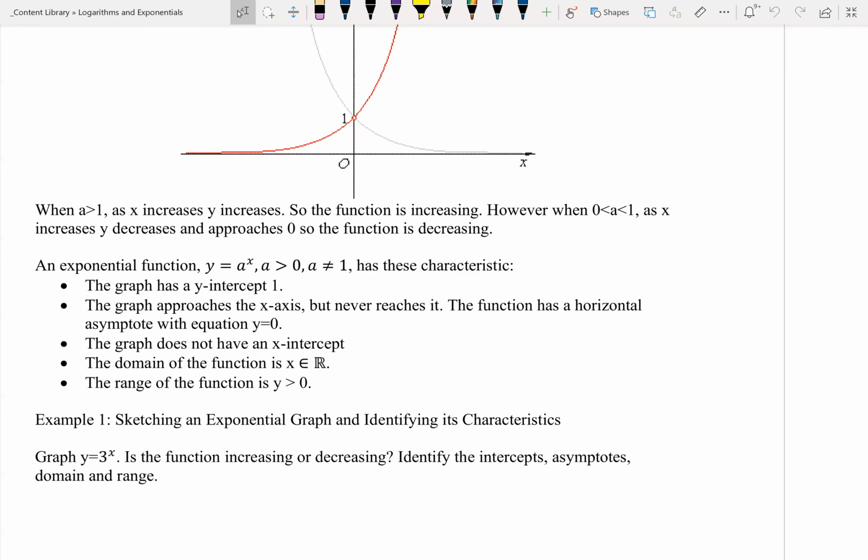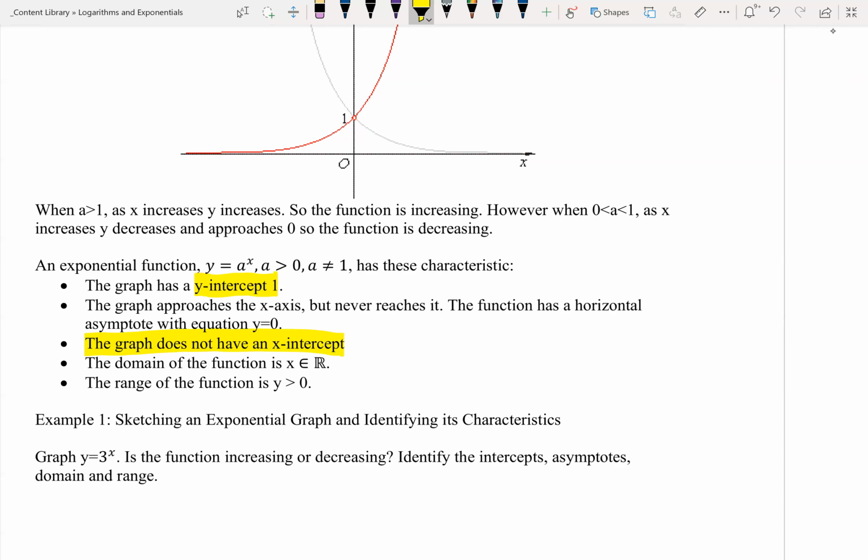A graph has a y-intercept of 1, and that is true for any basic graph with no transformations or translations acted upon it. And the graph will approach the x-axis but never reach it, and that is for y equals a to the power of x, or y equals 1 over a to the power of x. So there's a horizontal asymptote with an equation of y equals 0. This graph does not have an x-intercept because it doesn't cross the x-axis.